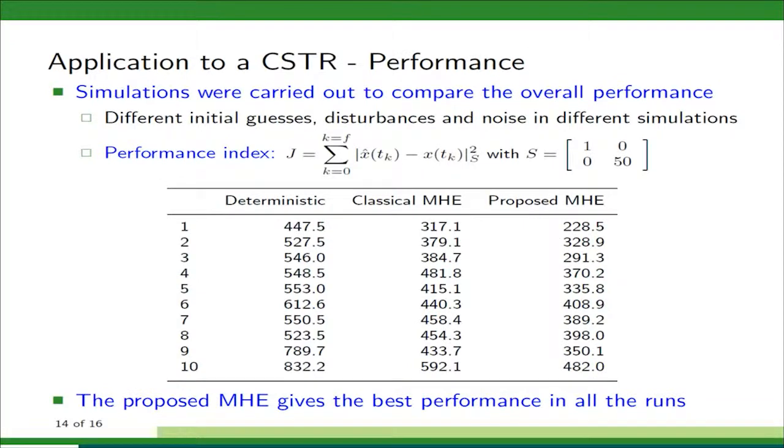We have also compared the proposed moving horizon estimation with the classical moving horizon estimation and the deterministic observer from a performance point of view, based on a performance index shown in this equation. This performance index is basically a weighted estimation error. From the simulation results, what we found is that in all of the simulation runs, the proposed moving horizon estimation gives the best performance, the smallest performance index, which is the smallest weighted estimation error.